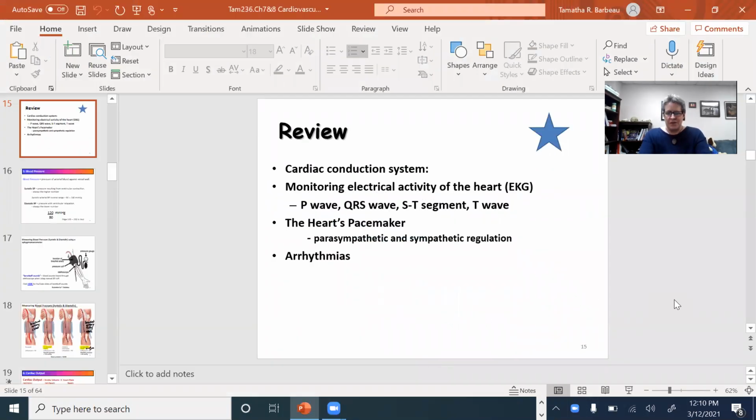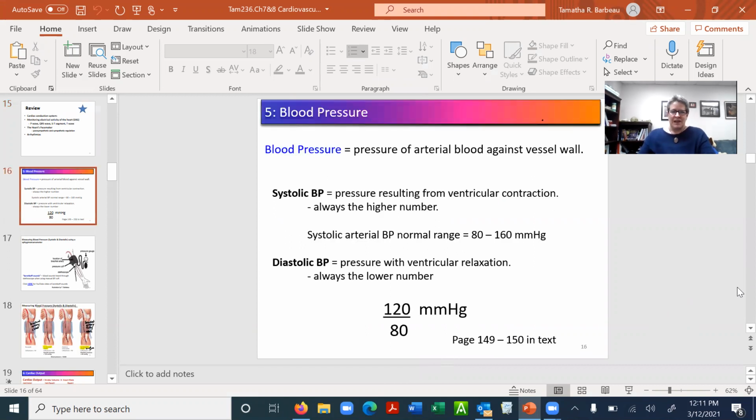Last time we covered a lot of things about the heart. We talked about heart anatomy, the heart conduction system, using an EKG to measure the heart's conduction system. And then we talked about arrhythmias like tachycardia and bradycardia, in addition to what regulates the heart's pacemaker. So today we're going to start with blood pressure.